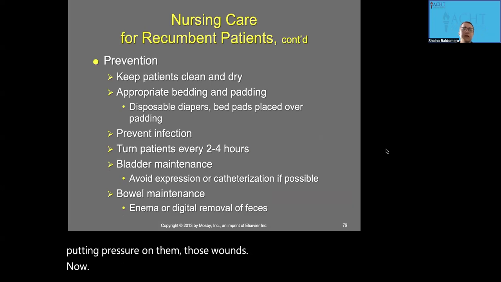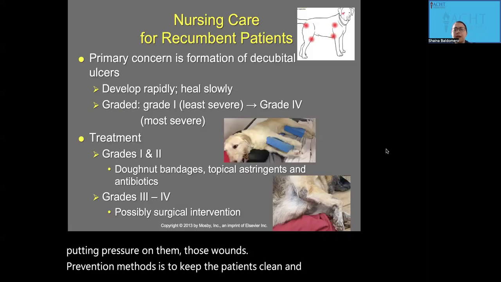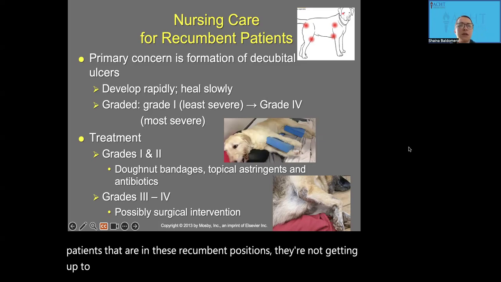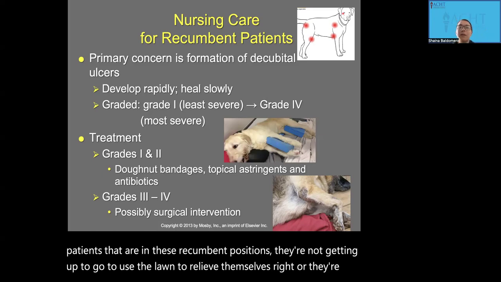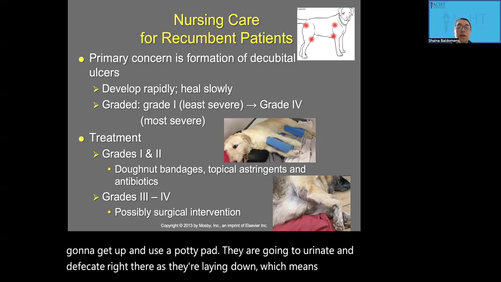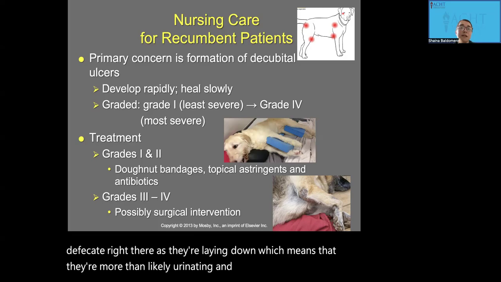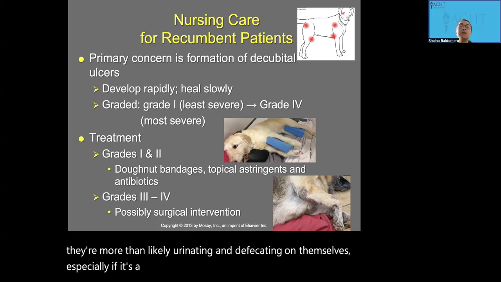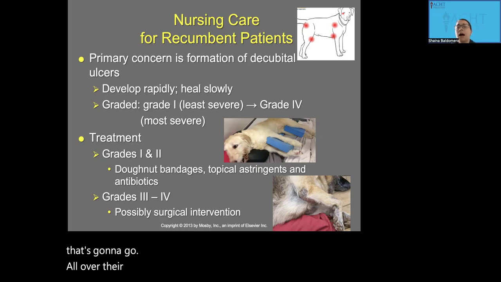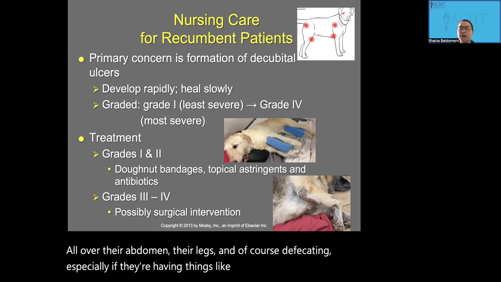Now, prevention methods is to keep the patients clean and dry. So these patients that are in these recumbent positions, they're not getting up to go to use the lawn to relieve themselves, right? Or they're not going to get up and use a potty pad. They are going to urinate and defecate right there as they're laying down, which means that they're more than likely urinating and defecating on themselves, especially if it's a male, because the males, their penis goes right underneath their ventral abdomen, right? So if they're urinating, that's going to go all over their abdomen, their legs. And of course, defecating, especially if they're having things like diarrhea, can also pose an issue.